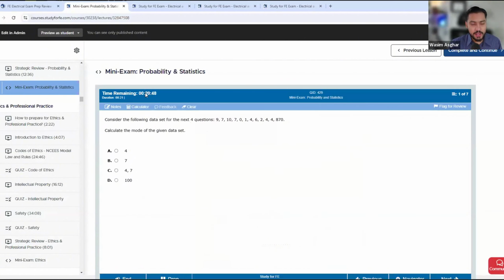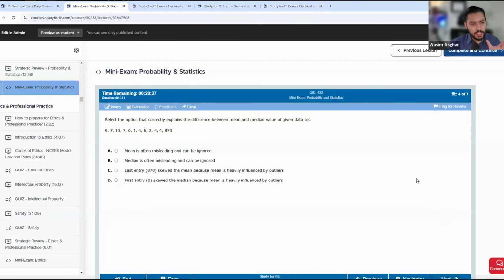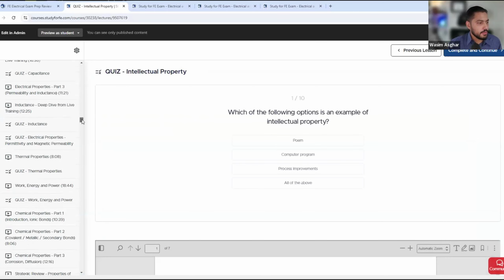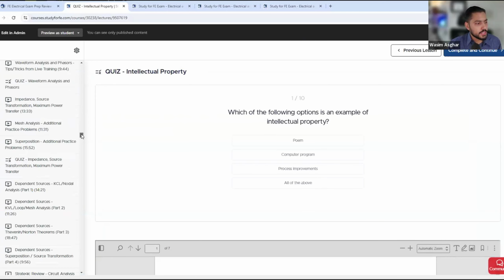So the timer gives you 3 minutes per question. On average, you have 10, 15, 20 questions. Smaller section, fewer questions. Bigger section, more questions, and so on and so forth. And then essentially at the end of every mini exam, you're going to get very detailed diagnostics, right? So this is ethics, professional practice. Now let me show you the computer sections.